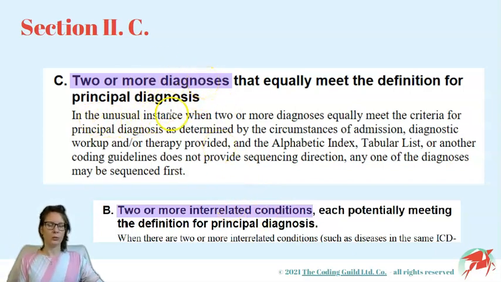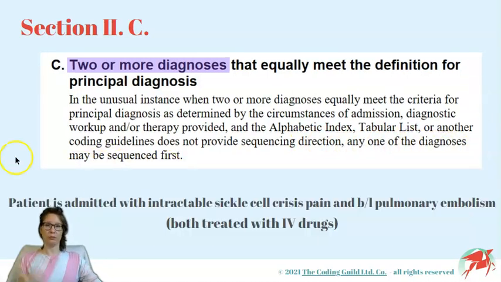In the unusual instance when two or more diagnoses equally meet the criteria for principal diagnosis, as determined by the circumstances of admission, diagnostic workup and/or therapy provided, and the alphabetic index, tabular list, or another coding guideline does not provide sequencing direction, any one of the diagnoses may be sequenced first. For example, the patient is admitted with intractable pain due to sickle cell crisis and bilateral pulmonary embolism. The treatment is the same for both conditions.